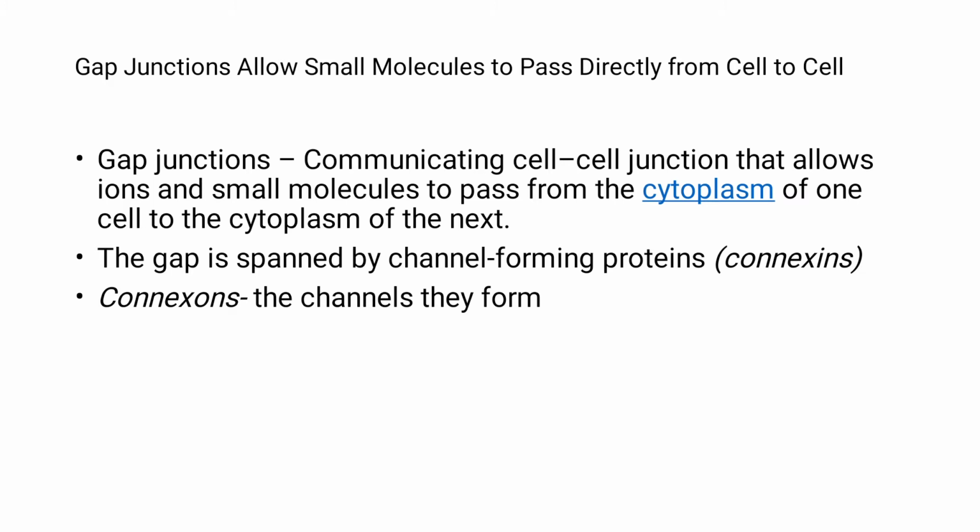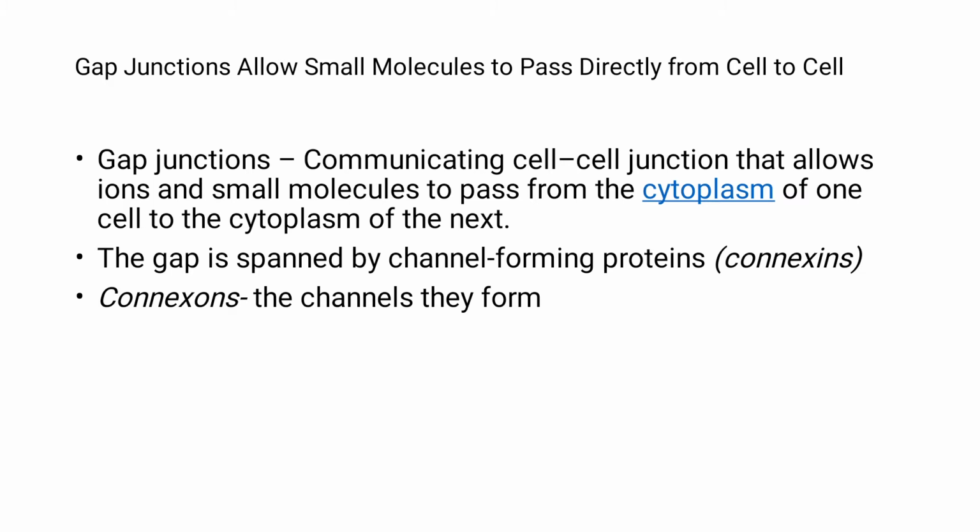By the way, gap junctions are communicating cell-to-cell junctions that allow ions and small molecules to pass from the cytoplasm of one cell to the cytoplasm of the next. The channels that they form are termed connexons, in which they allow inorganic ions and other small water-soluble molecules to pass directly from the cytoplasm of one cell to the cytoplasm of the other, thereby coupling the cells both electrically and metabolically.